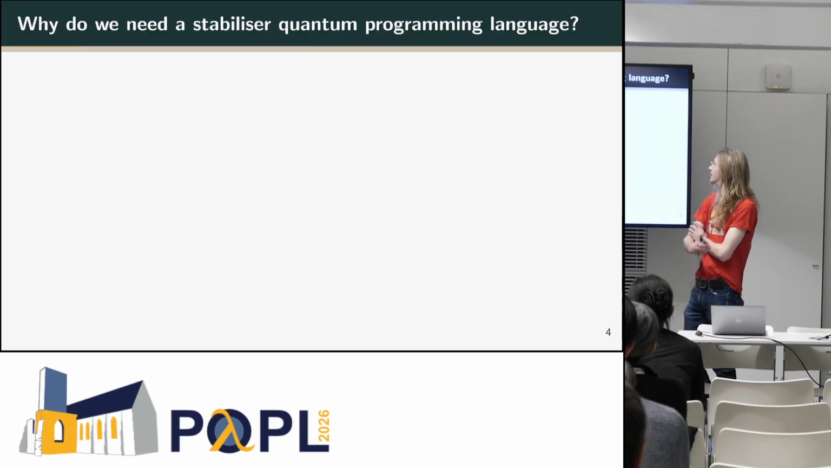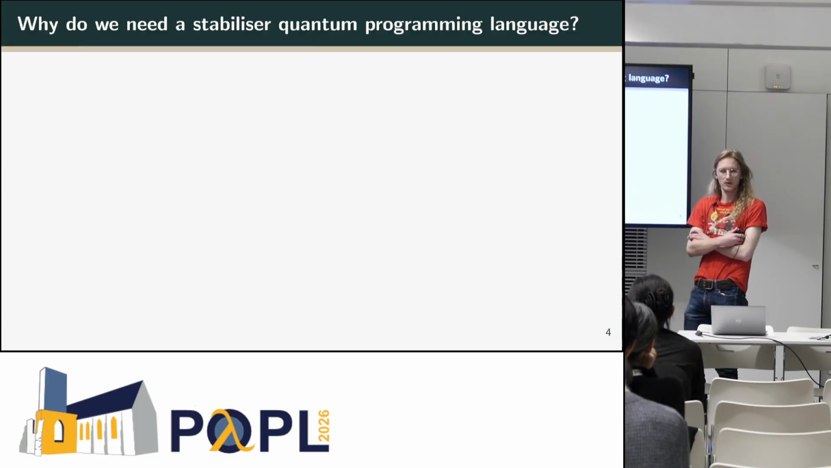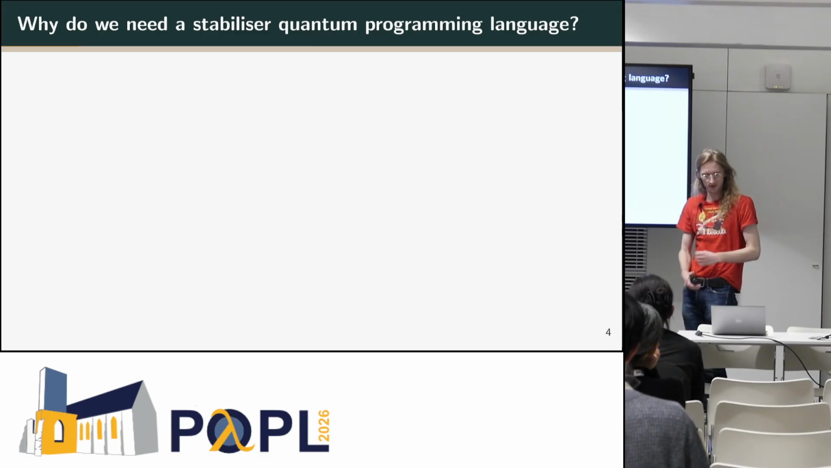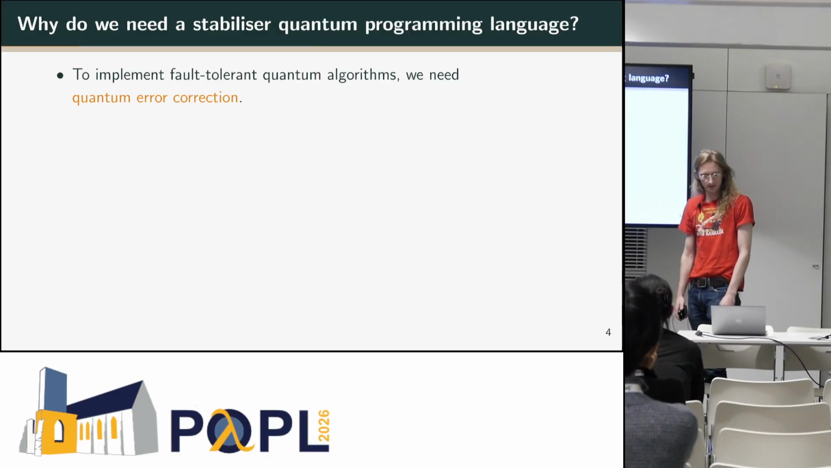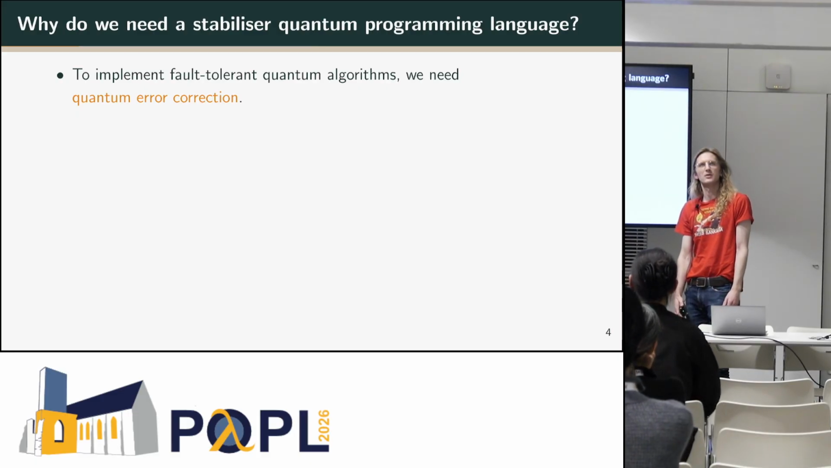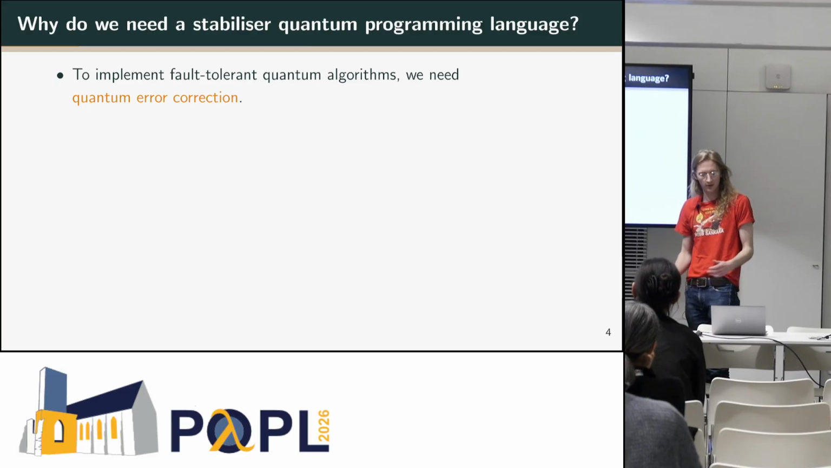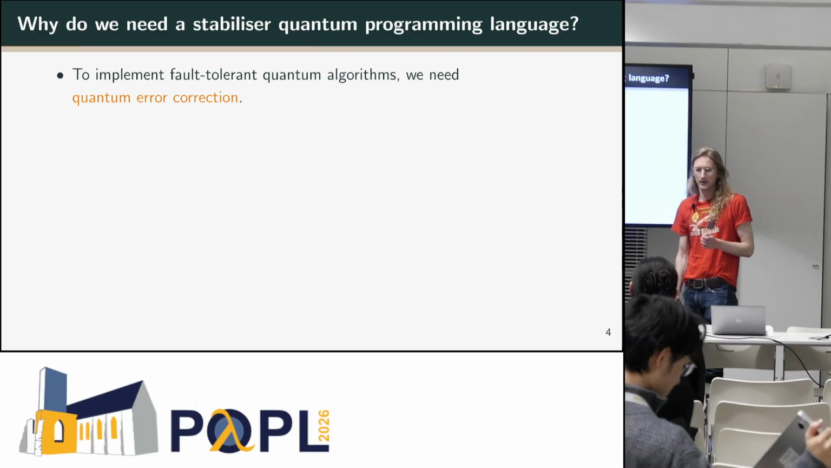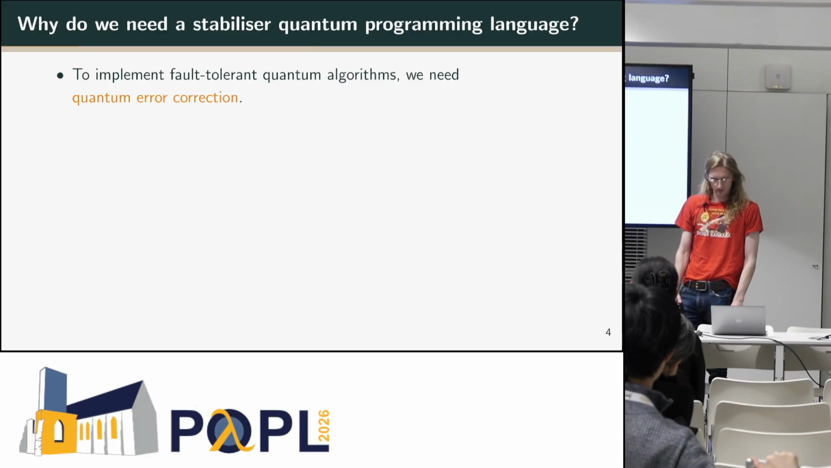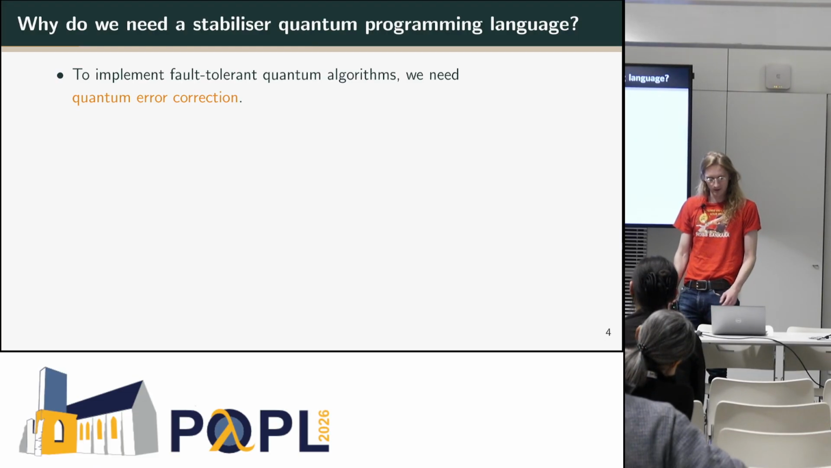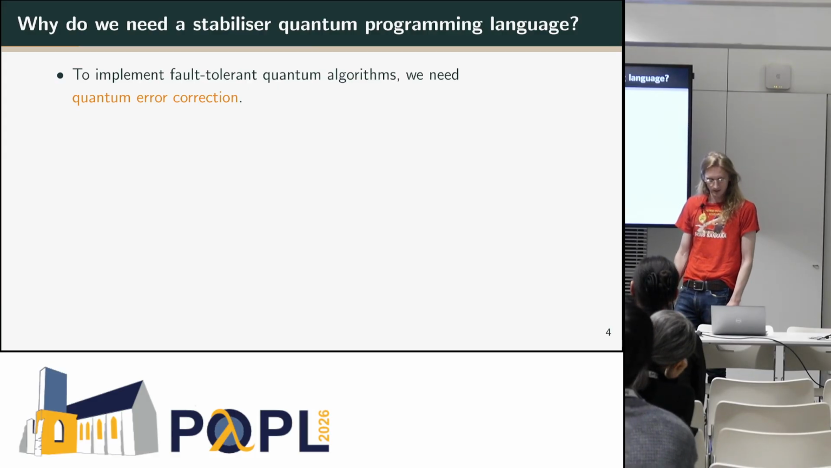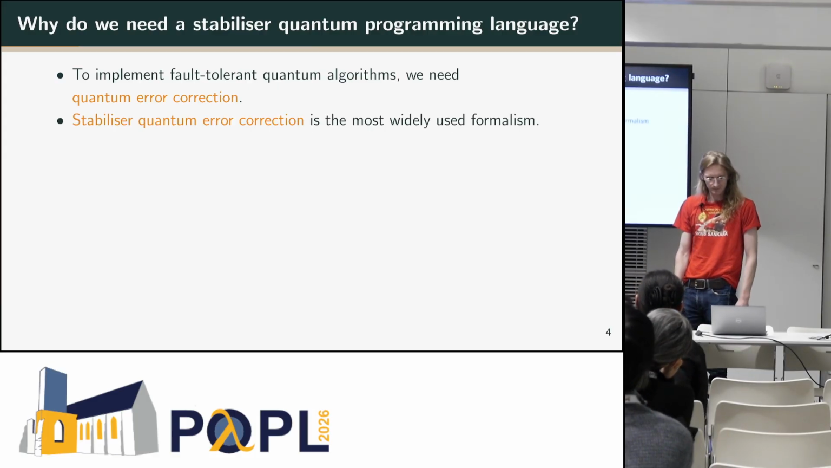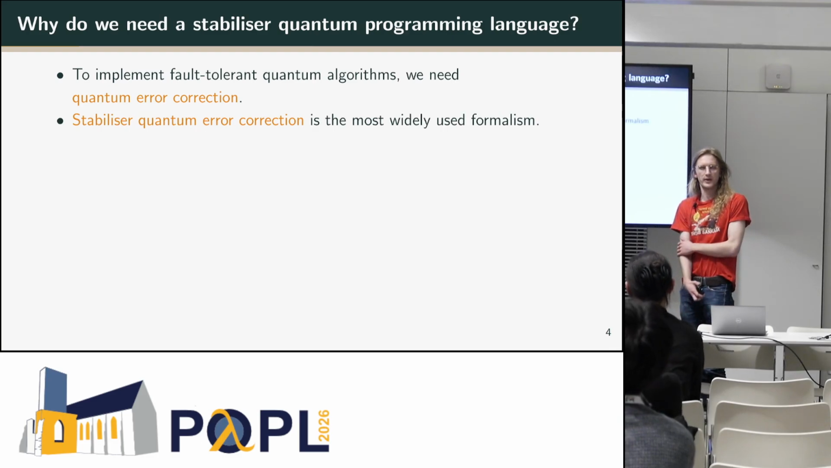So why do we need a stabiliser quantum programming language, and why do we need denotational semantics for this language? My argument is that if we actually want to implement quantum algorithms, we need quantum error correction, because quantum computers are very noisy and not very fault tolerant, so you need to use these techniques. And of these techniques, the most prominent is stabiliser quantum error correction.